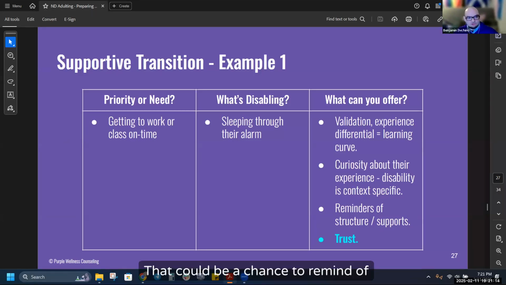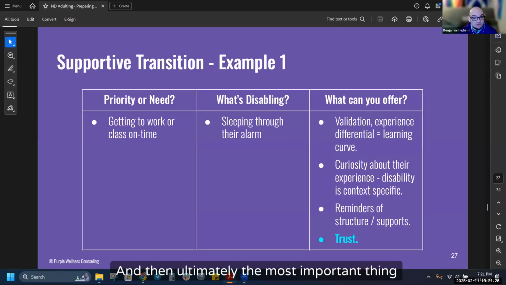That could be a chance to remind of structures, supports, resources, tools that you've developed. Like, okay, now that we've hopefully collaboratively identified what's going on, let's refer back to those tools, right? And then ultimately, the most important thing that we have to be able to hold both for our young person and for ourselves is trust, because there's only so much. There's certain things that, again, we can't take on for them. And so we can provide tools, we can provide resources, we have to provide trust.